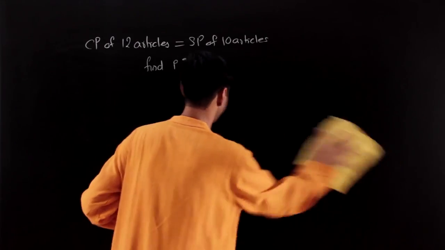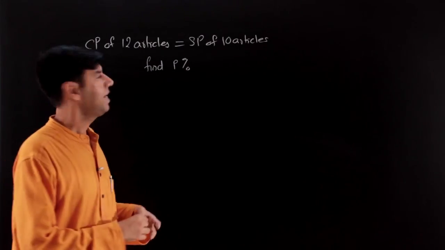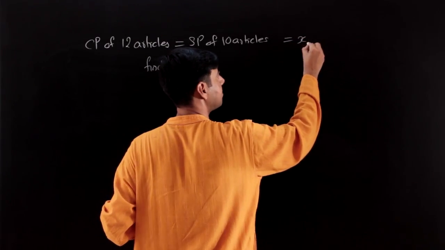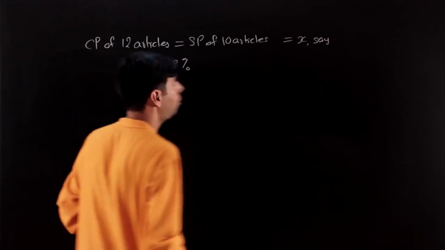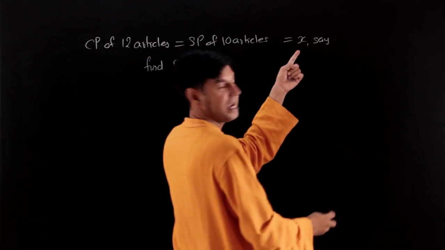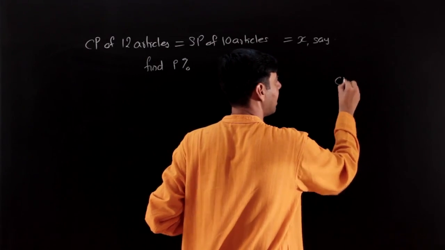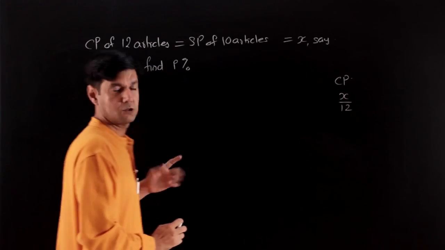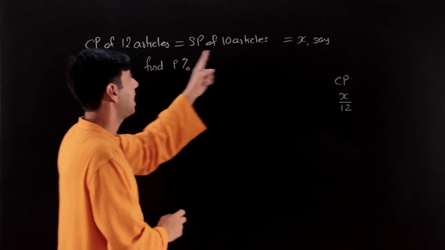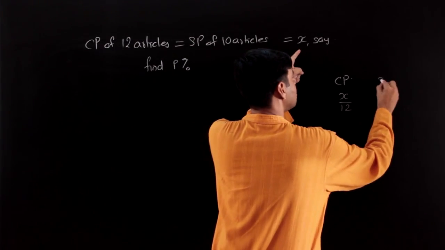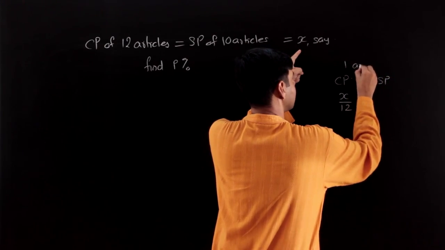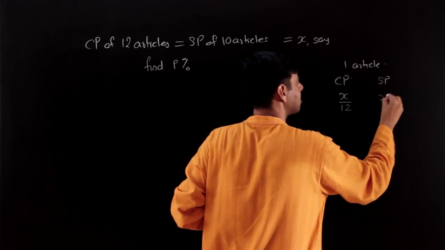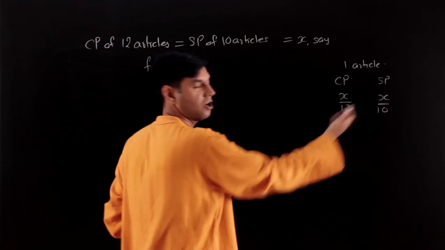What does this mean? So in a simple sense, they are equal. So what I can do is, let's say they are equal to X. Let's assume this. So cost price of 12 articles is X. So the cost price of one article will be X by 12. So I am writing for one article. Selling price of 10 articles is X. So for one article, the selling price of one article is going to be X by 10. That's it. I have the cost price, the selling price.